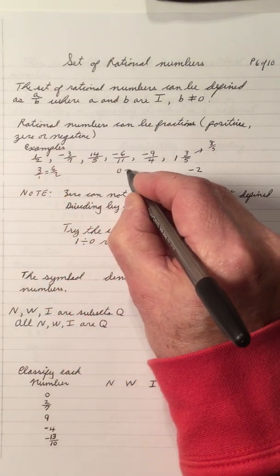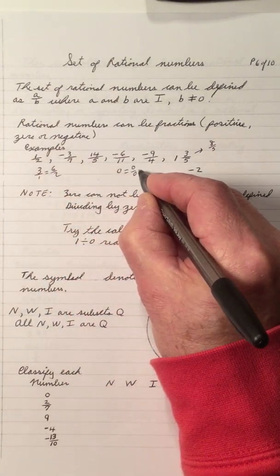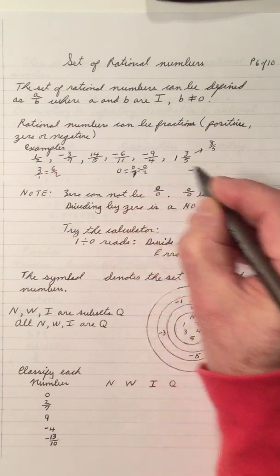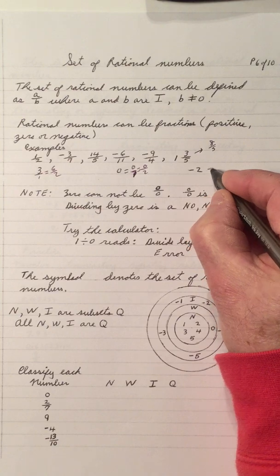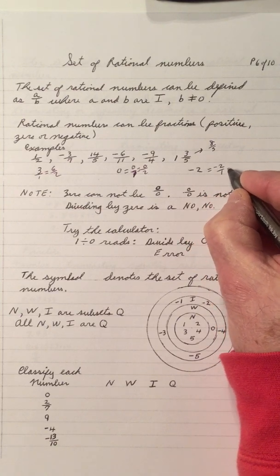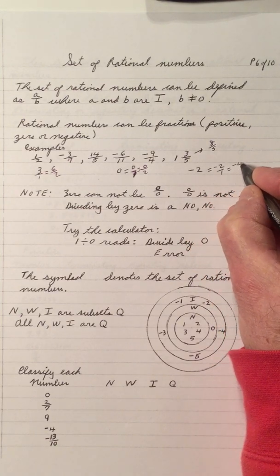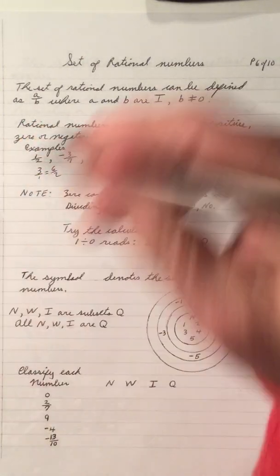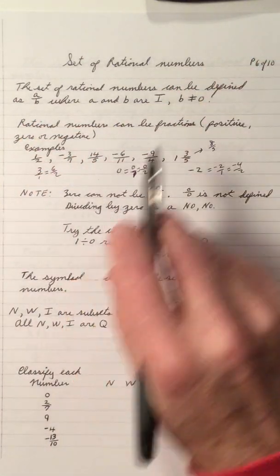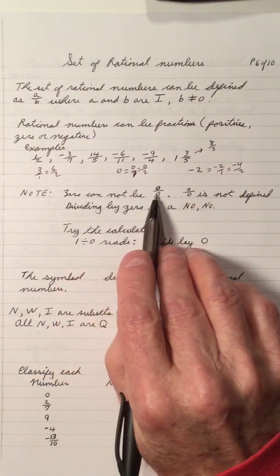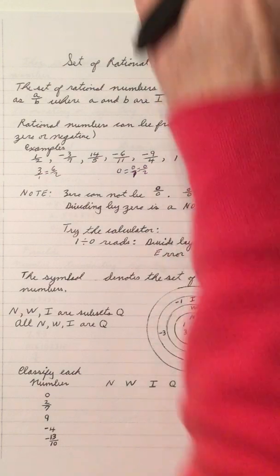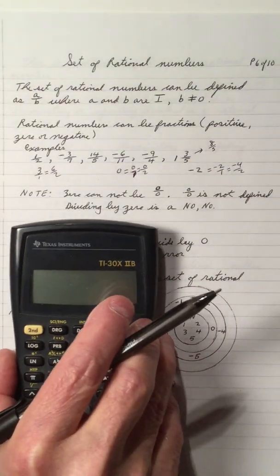0 could be 0/1. It could be 0/2. -2 could be -2/1, or double it, -4/2. So -2 and 3 and 0 can be written in fractional form. 0 cannot be 0/0. 0/0 is not defined.